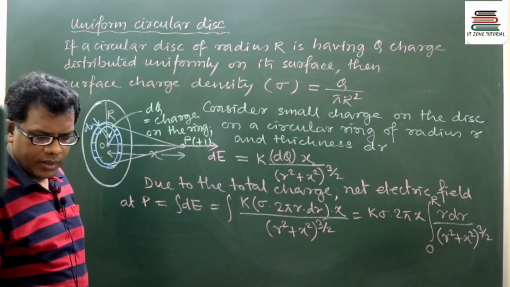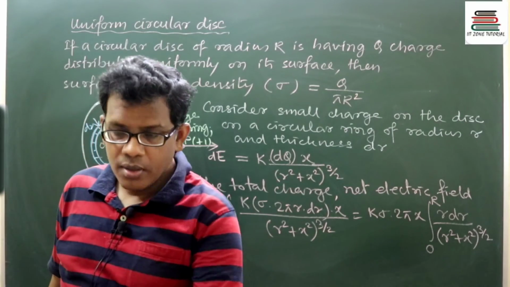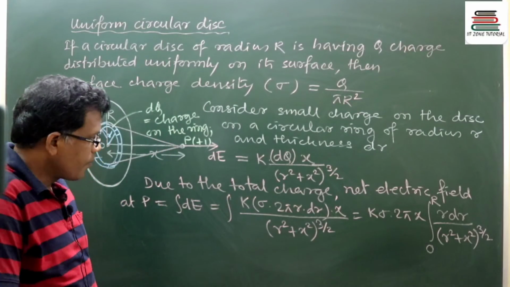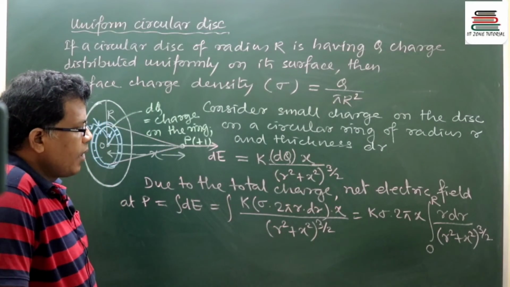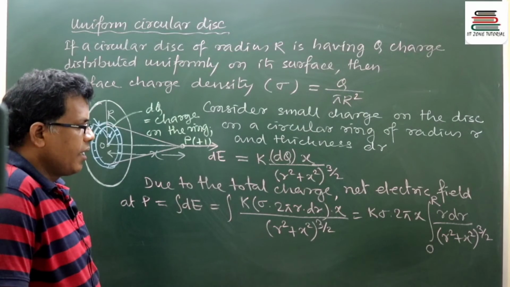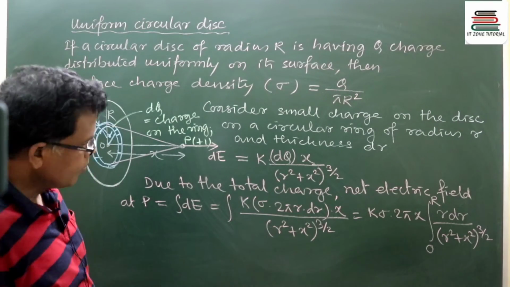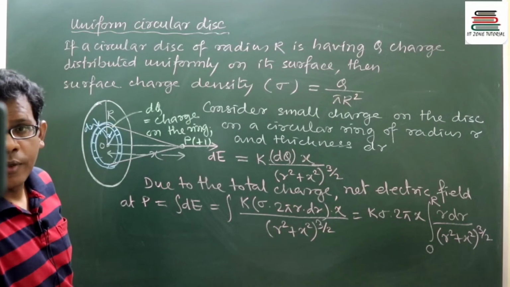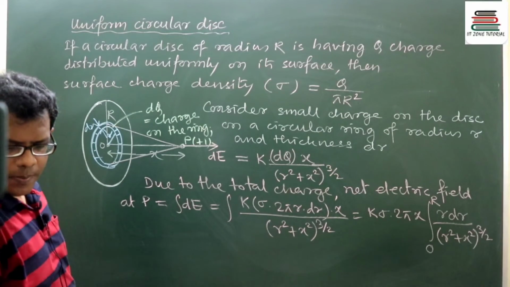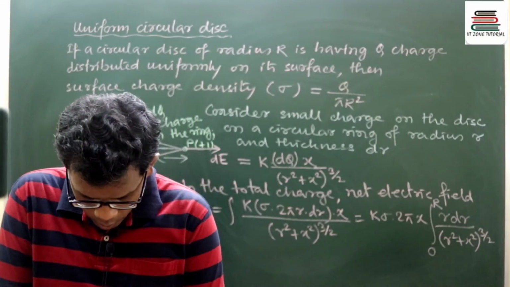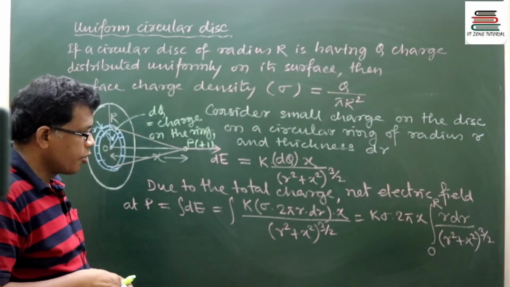Are you getting this or not? K sigma 2 pi x r dr by r square plus x square whole to the power 3 by 2. So can you complete this integration? Okay, if you want, I can definitely show you the integration.